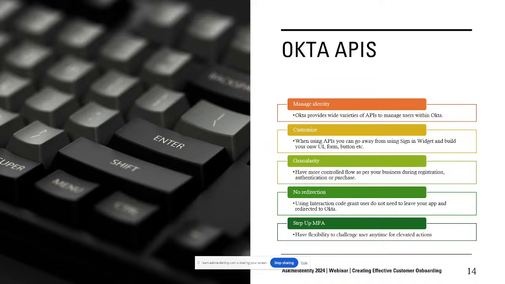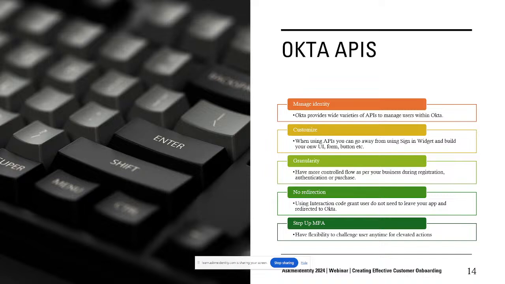But when you use Okta APIs, then you can scale more. You would be able to use APIs at any point of time, instead of challenging a user for multi-factor during the authentication. You might be able to challenge the user after the user has authenticated and is trying to perform some elevated steps, which we call step-up MFA, right?